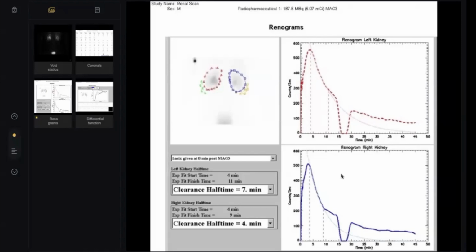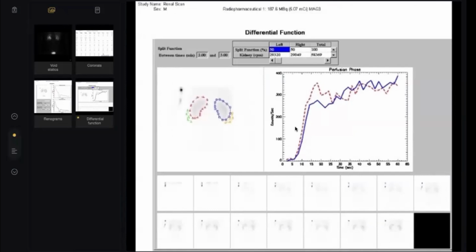No, sir. Clearance half time here is 7, here is 4. The normal must be below 10. So is this acceptable or not acceptable? This is acceptable because there is a difference of three units. This is the differential or split kidney function. Tell me the differential function. It is 50, equal on both sides. And the abnormality starts from how many percent?